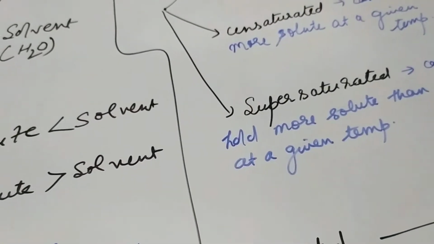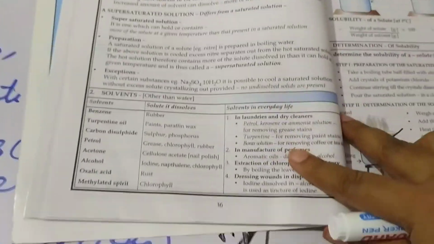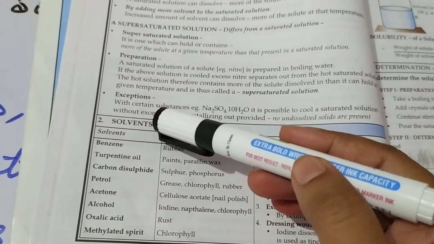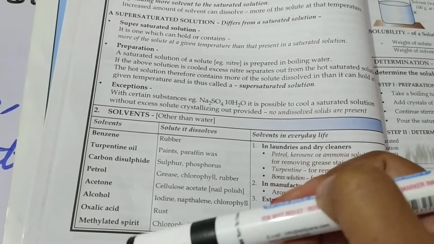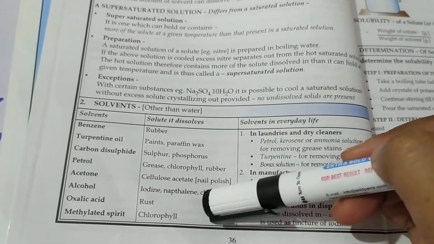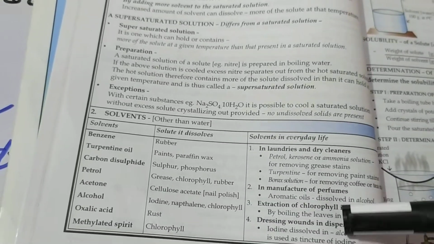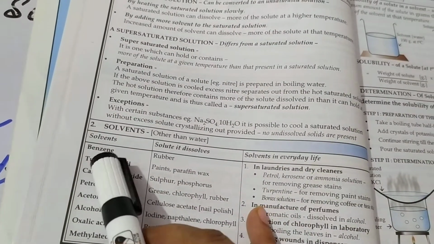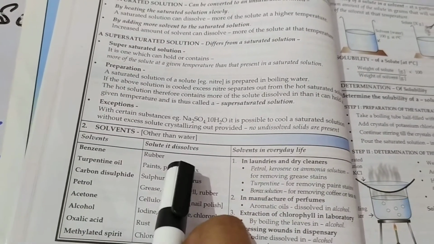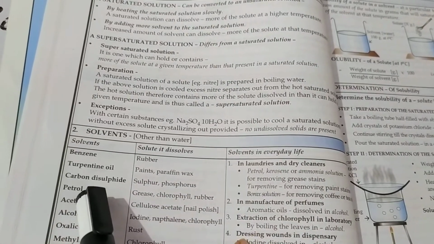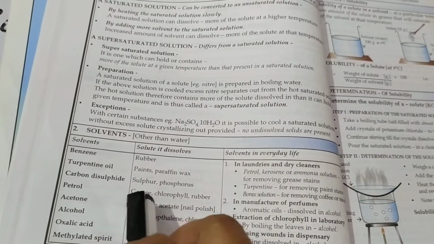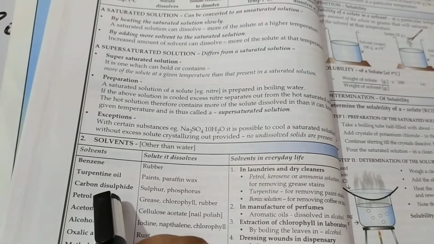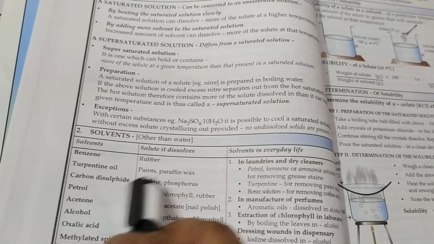Next, in your book, you can see here, a list of organic solvents has been given: benzene, turpentine oil, carbon disulfide, petrol, acetone, alcohol, oxalic acid, methylated spirit, the solutes which they can dissolve, and the uses of these solvents. Benzene is an organic solvent which is generally used in dissolving organic compounds like rubber. Turpentine oil is again a solvent which is used to dissolve paints and paraffin wax. Carbon disulfide dissolves non-metals like sulfur, phosphorus.